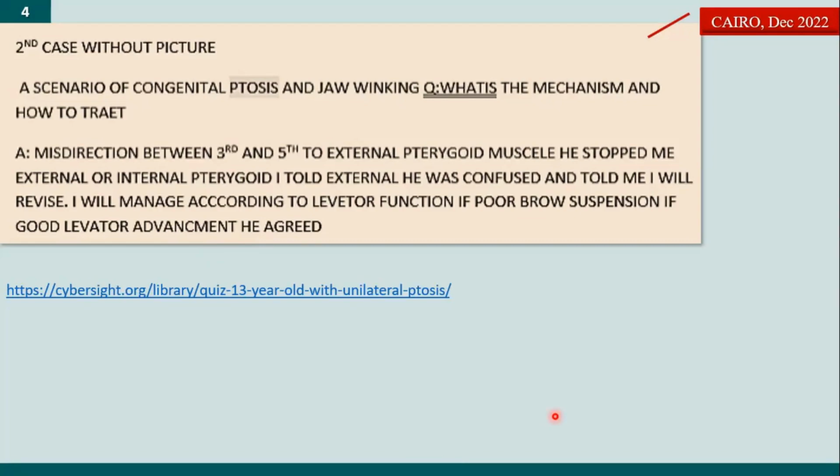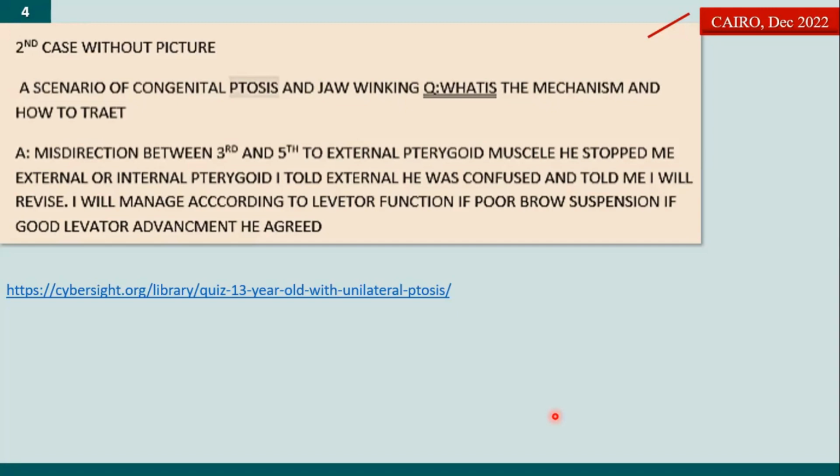Retraction. Yeah, the amount of retraction, the wink itself, the degree of retraction. Because this is not a simple case of ptosis, this is a jaw winking. So in order to decide the surgery, you have to assess the degree of ptosis and levator function, of course, and you have to assess the degree of retraction. And this is well written in Kanski in a very concise paragraph.